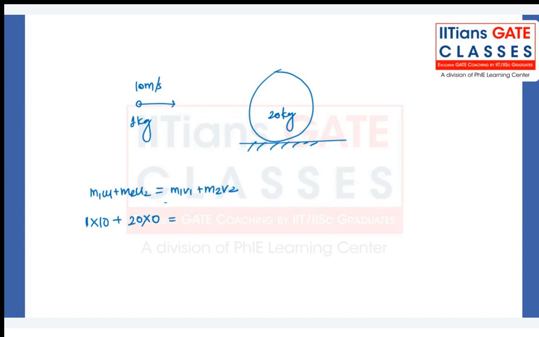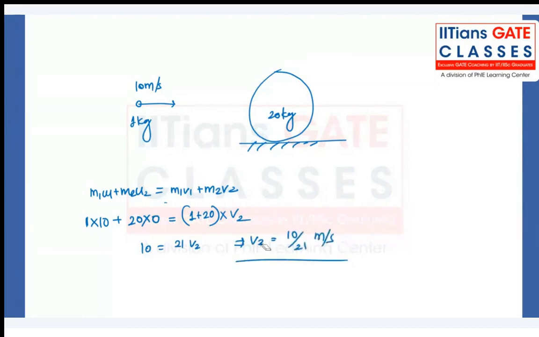So 1 plus 20 times the velocity at which it is moving. Let's call it v2. So here 10 is equal to 21 times v2, which implies v2 is equal to 10 by 21 meters per second. So this is the velocity with which the wheel is moving ahead. This is the v2, you can say, after impact, and that is 10 by 21.